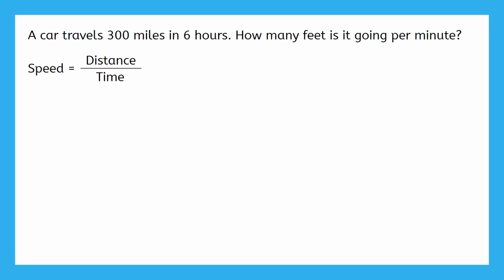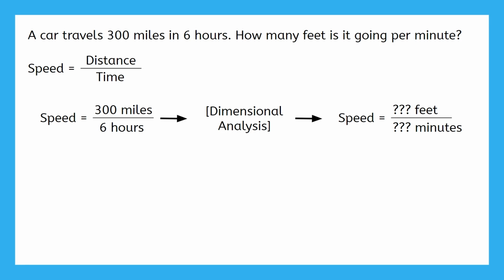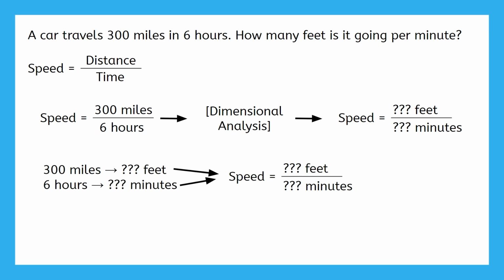Let's do one more. A car travels 300 miles in 6 hours. How many feet is it going per minute? This time, multiple measurements are in the wrong unit. There are two ways we can correct this. We set up the speed as 300 miles over 6 hours, then do dimensional analysis, or convert both measurements and then plug them into the formula.